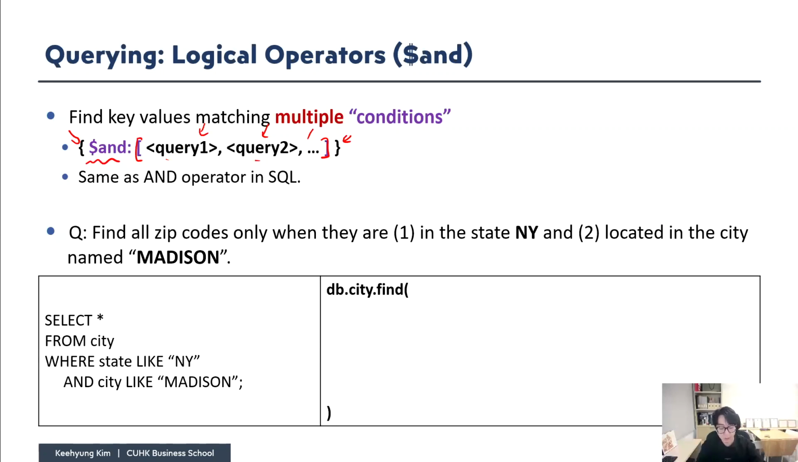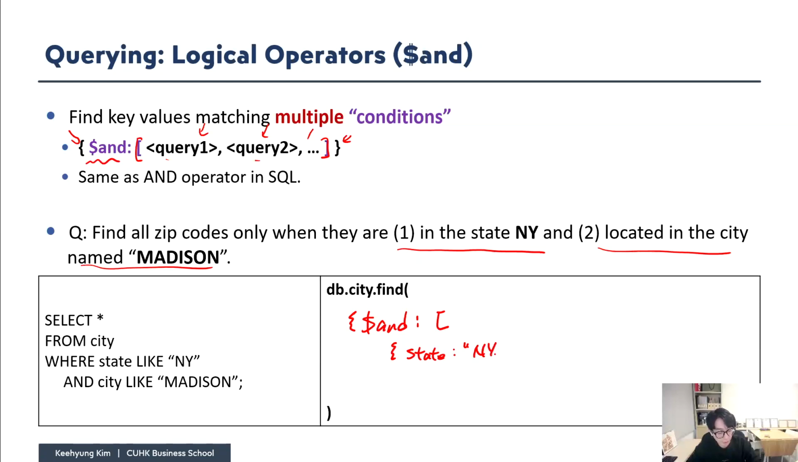In this case, we can do the same thing, finding all the zip codes only when they are in the state NY and also located in the city named Madison. Then we can solve this query also utilizing the AND operator. So we can start by using the AND operator. The first condition is state should be NY, and city should be Madison. And that's the end of the list, the end of the AND operator.